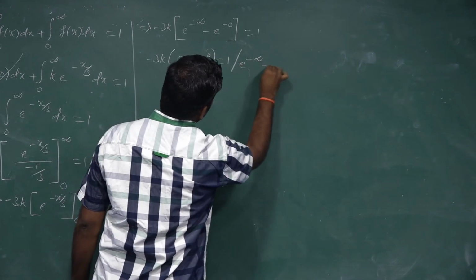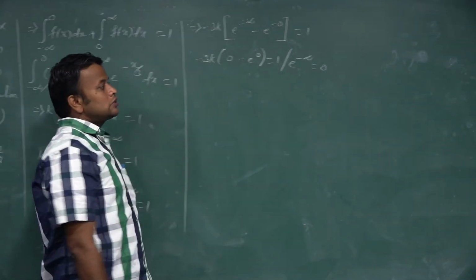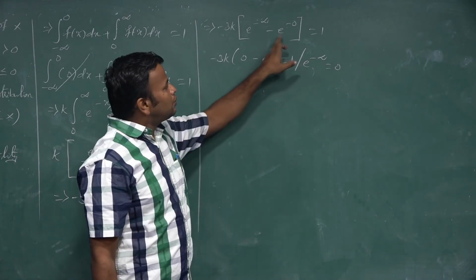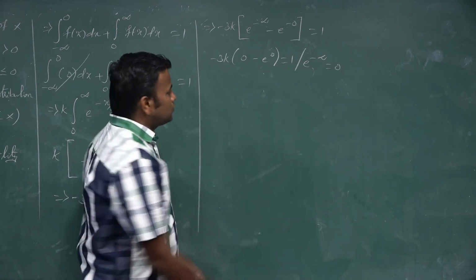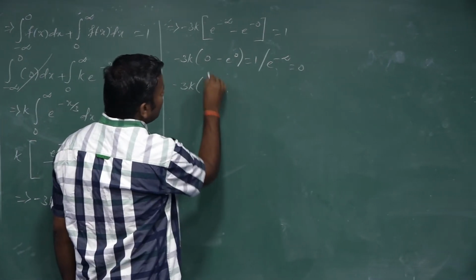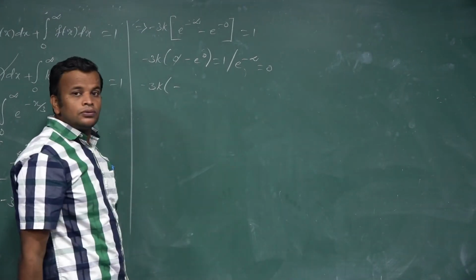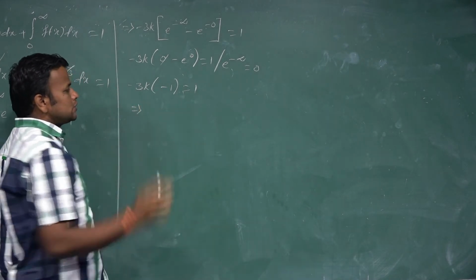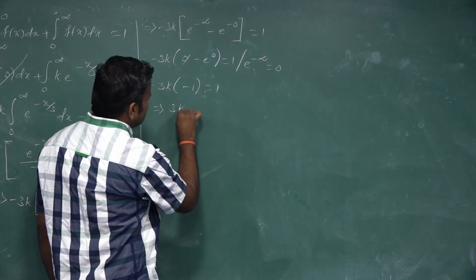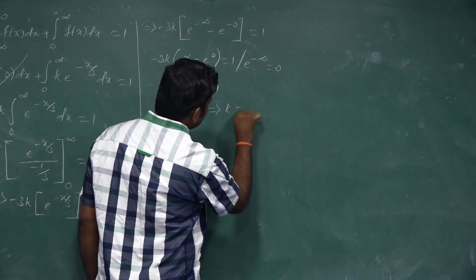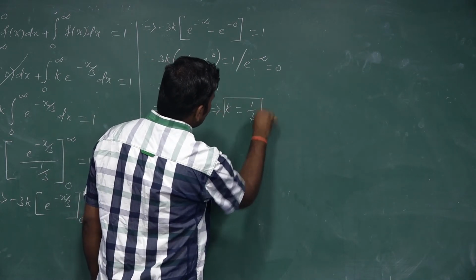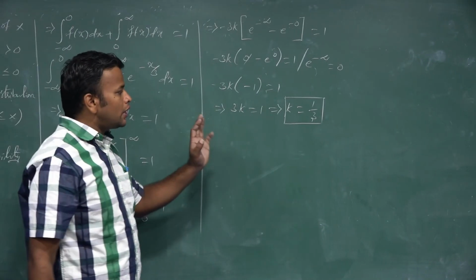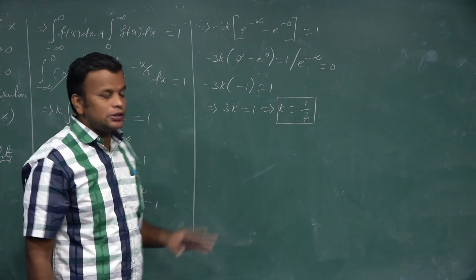I write the value of e power minus infinity is 0. This is one formula: e power minus infinity value is always 0. E power minus 0 or plus 0, both are the same. You know very well the value of e power 0 is 1. So minus and minus is plus, and 3k is equal to 1. So the value of k is 1 by 3. So the first subdivision is over: to find the value of k, the value of k is 1 by 3.